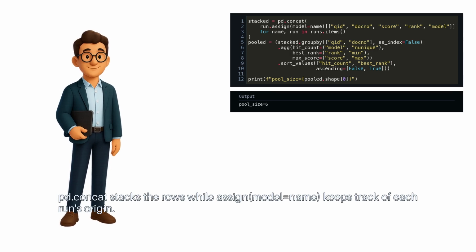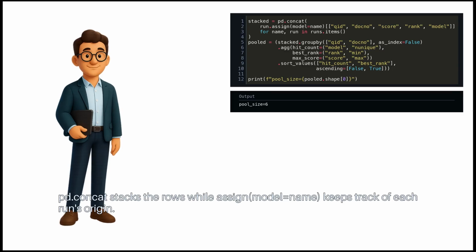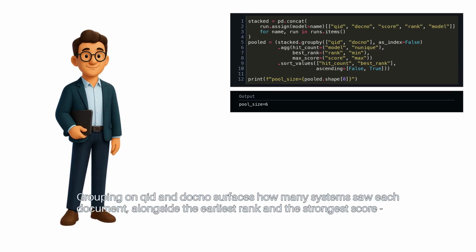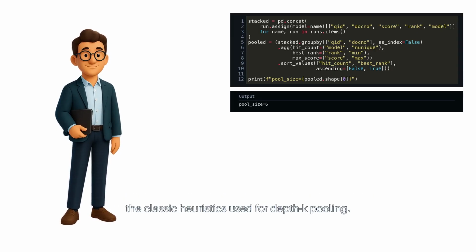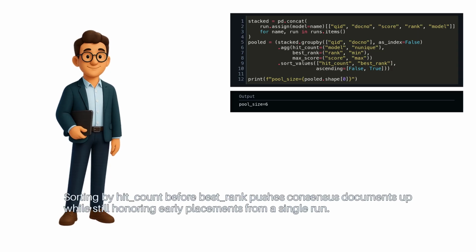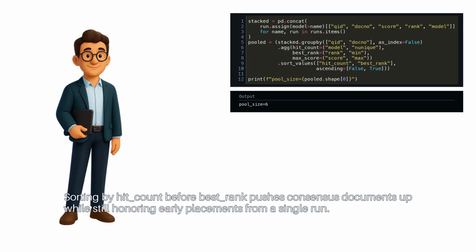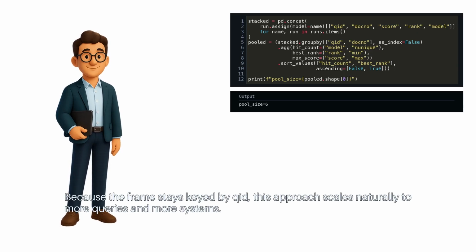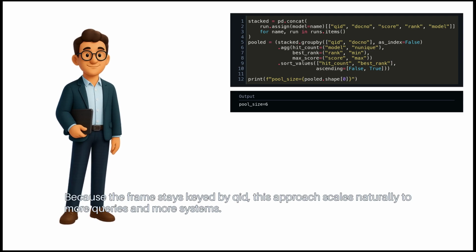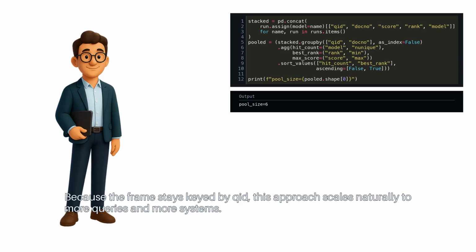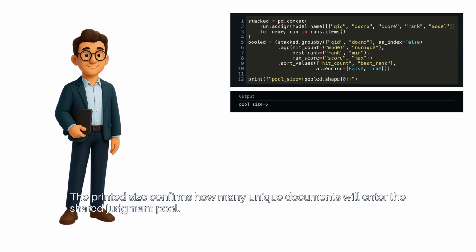pd.concat stacks the rows, while assign(model=name) keeps track of each run's origin. Grouping on qid and docno surfaces how many systems saw each document, alongside the earliest rank and the strongest score. These are the classic heuristics used for depth K pooling. Sorting by hit count before best rank pushes consensus documents up, while still honoring early placements from a single run. Because the frame stays keyed by qid, this approach scales naturally to more queries and more systems. The printed size confirms how many unique documents will enter the shared judgment pool.